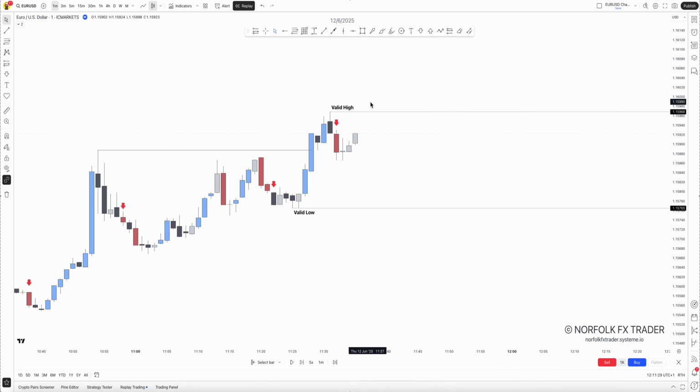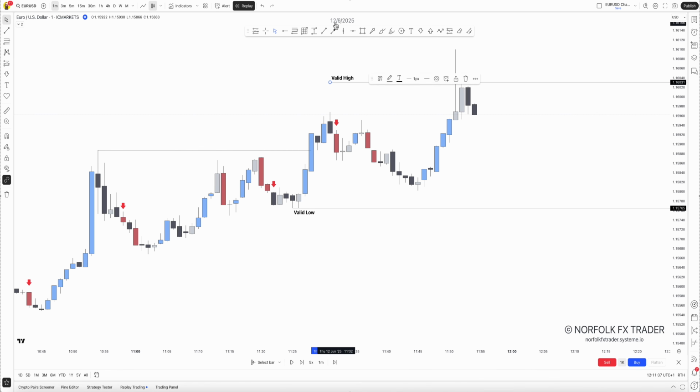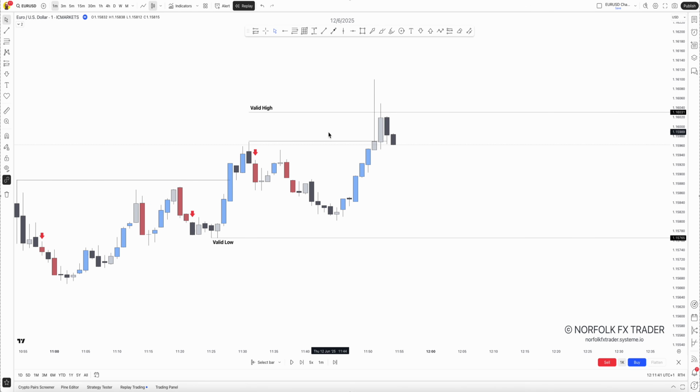So now we're looking for the continuation bullish or a pullback deeper to go bullish again. Potentially it can reverse, but we get the breakout. That's what we were looking for. And we get the break of structure to the upside. And straight away we can see we get a close down. So we can move this high up to here.